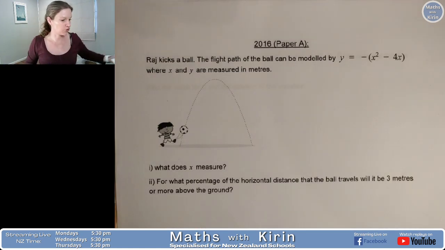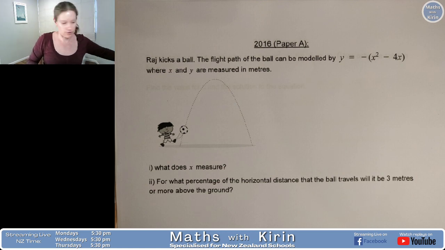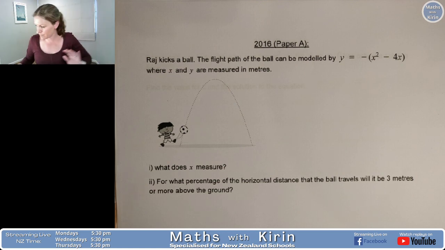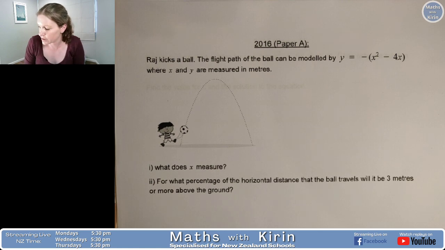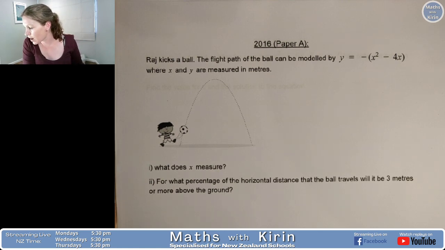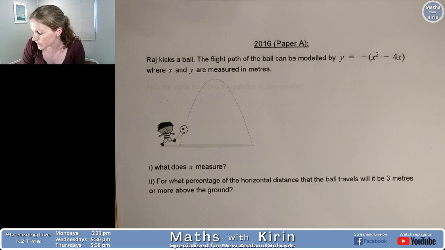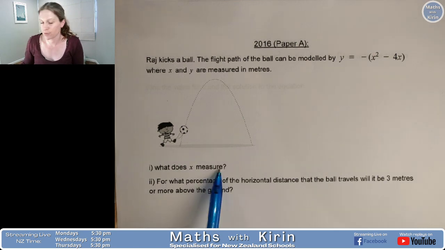Running on. Question number 3, also from the 2016 paper. So this one has a little picture with it. Raj kicks a ball. The flight path of the ball can be modelled by y equals negative, and then in brackets x squared minus 4x, where x and y are measured in meters. The first part is asking us what does x measure.